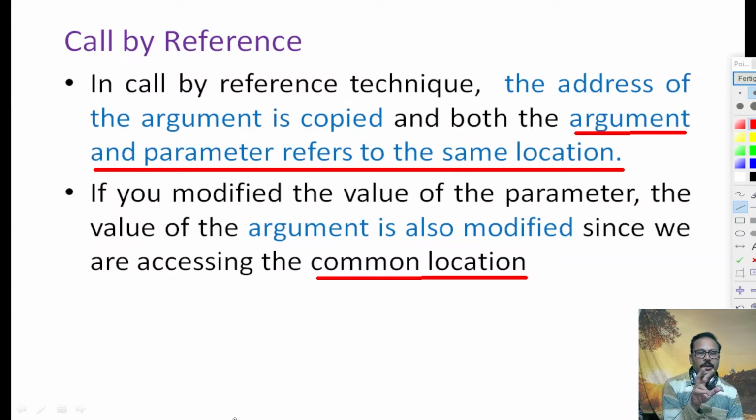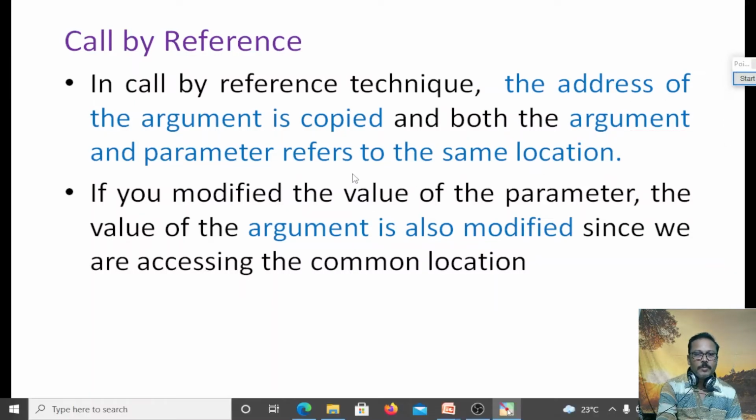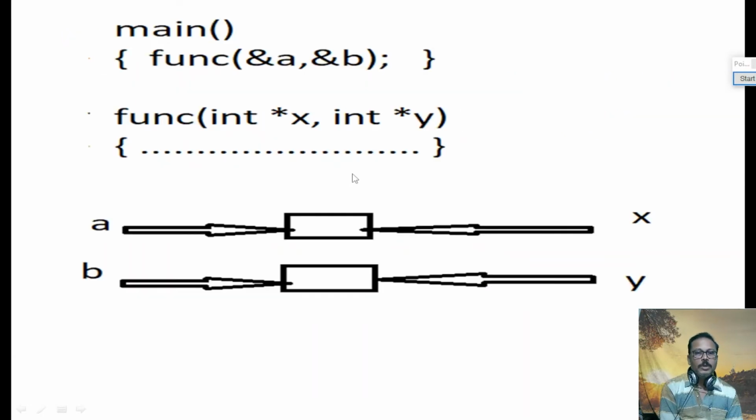So that means in the case of call by value, the argument location and parameter location are different, whereas in call by reference, the argument location and parameter location are the same. Both will be referring to the same location. This concept we have not discussed actually. These are called pointers. This we will discuss in the next module.